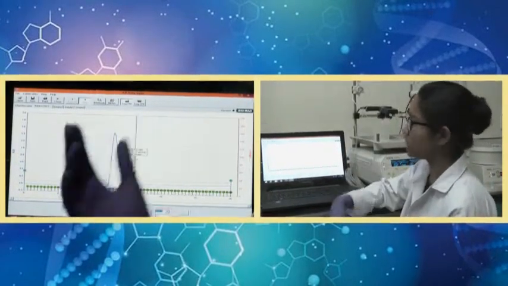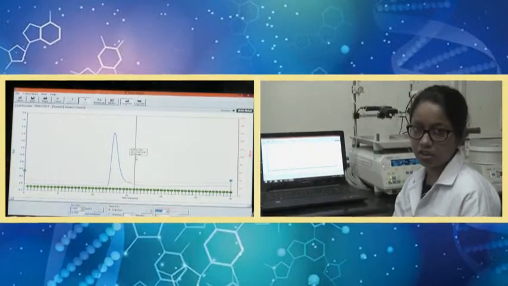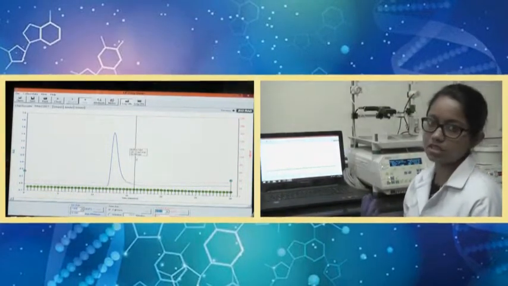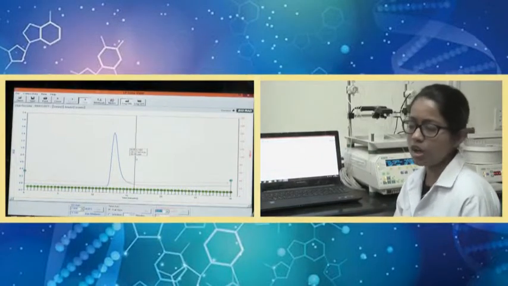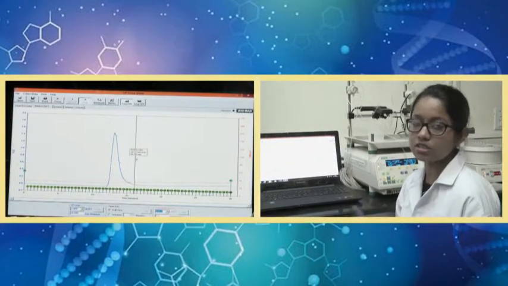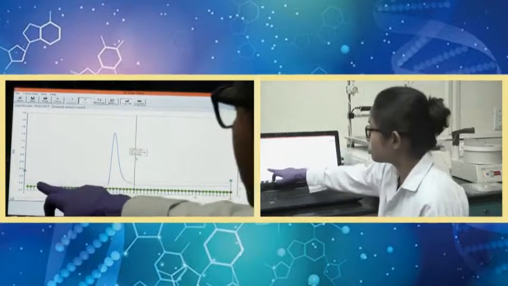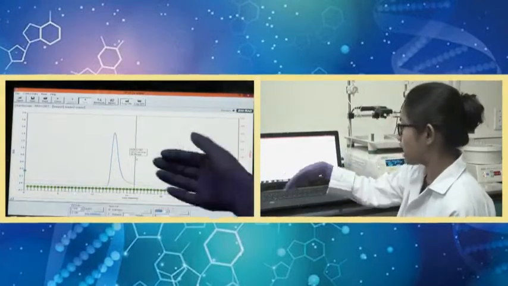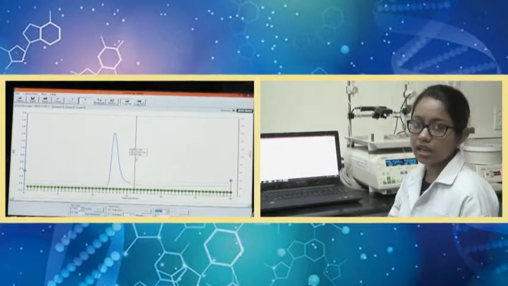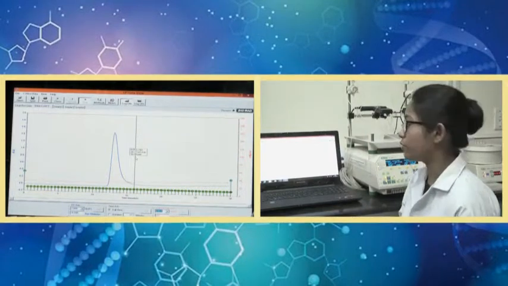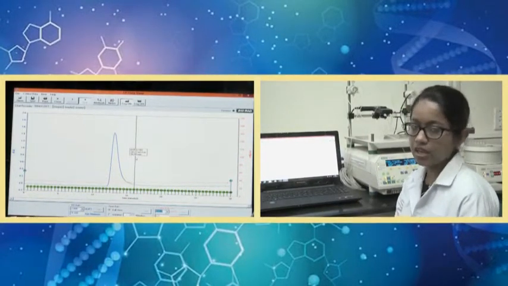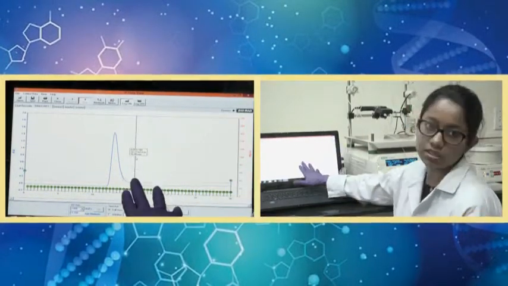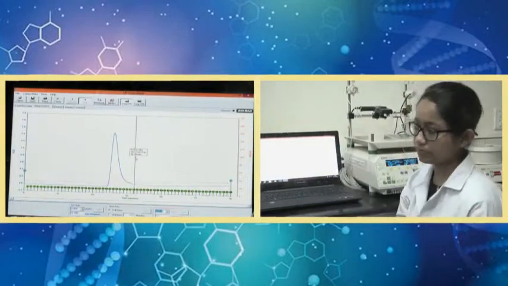Here we have attached a nickel NiNTA column. In this system you can also attach other columns like an ion exchange column, where you might need to increase the salt concentration. So, from this conductance line you can actually monitor that increase in the salt concentration and where your protein of interest is coming from. So, all these things you can monitor through this computer.